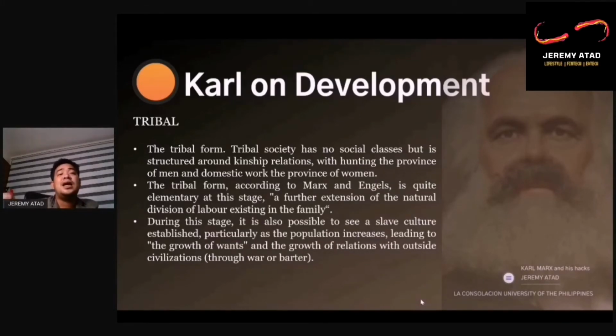During this stage, it is also possible to see a slave culture established, particularly as the population increases, leading to the growth of wants and the growth of relations with outside civilizations. That's through war or barter. So with slave culture, we see the beginning of class society. So there is a slave culture in the tribal stage.